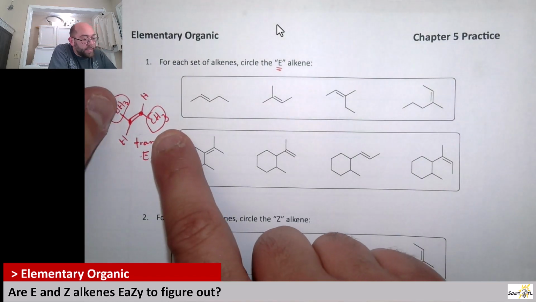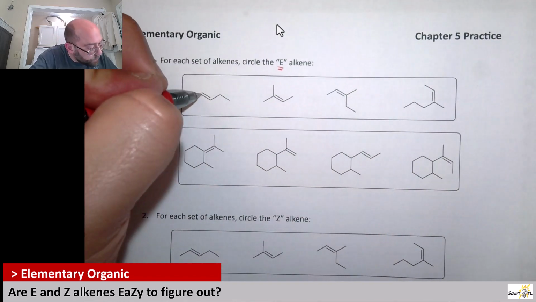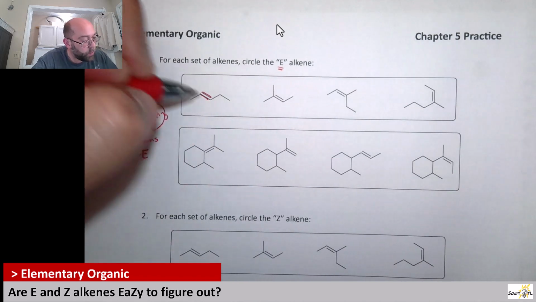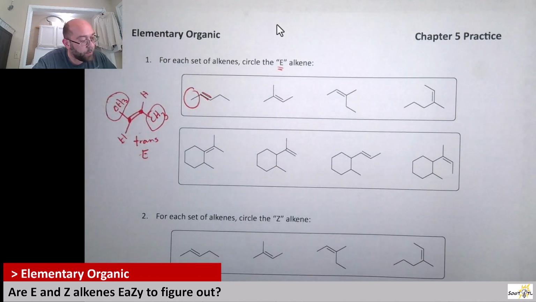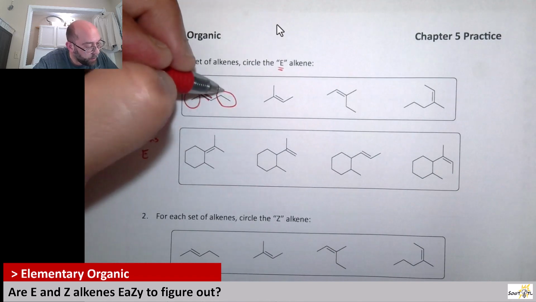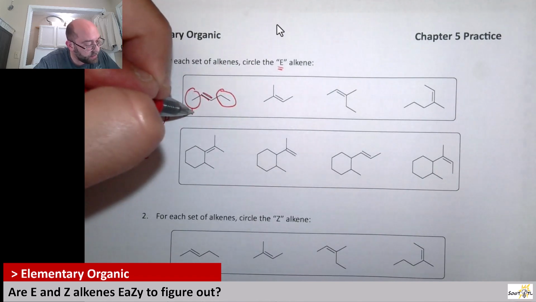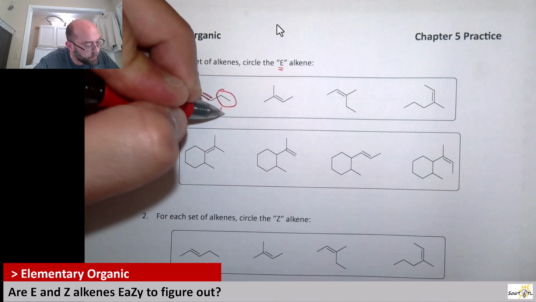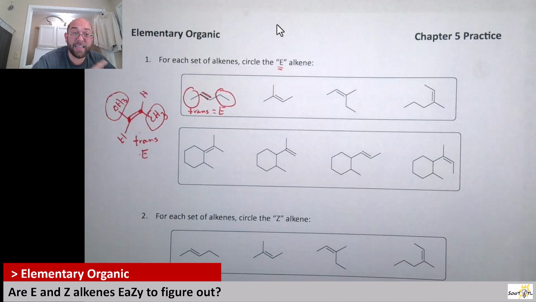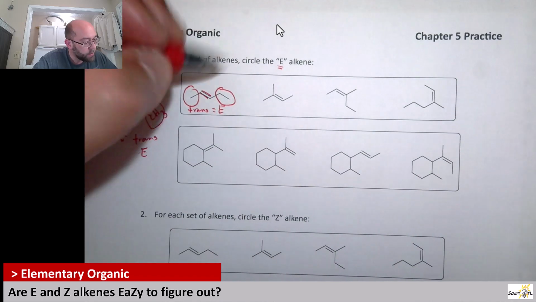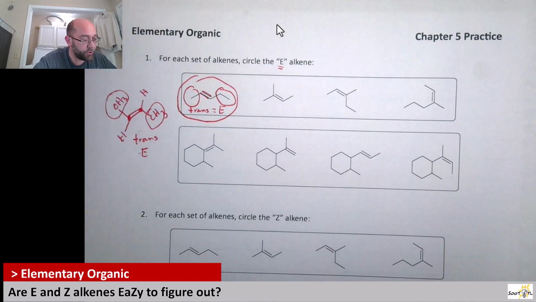Hopefully you can tell for this guy, with respect to the double bond, we have a higher priority group here and a higher priority group there, per carbon. So hopefully you can tell this is trans, but that's also the same thing as E, because this is di-substituted. So I'd circle this one as being an E.